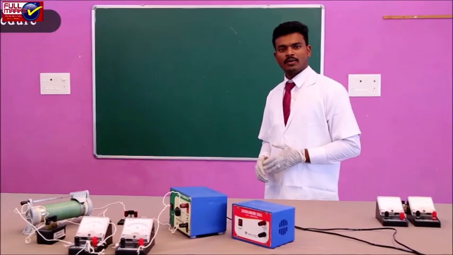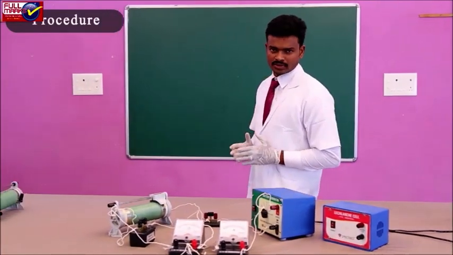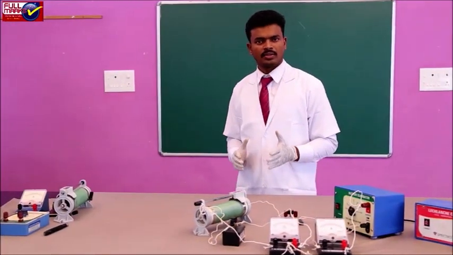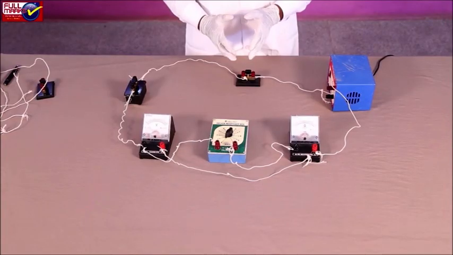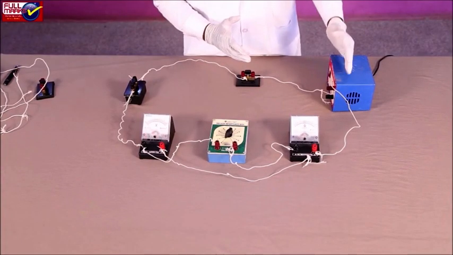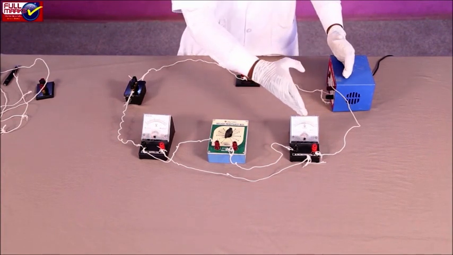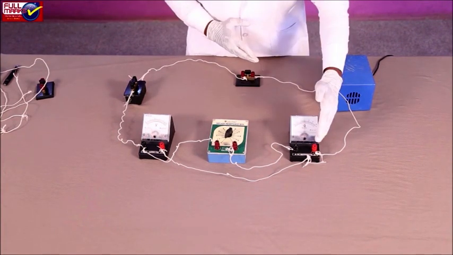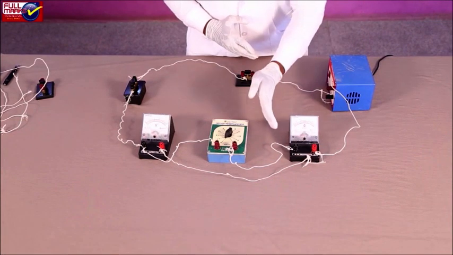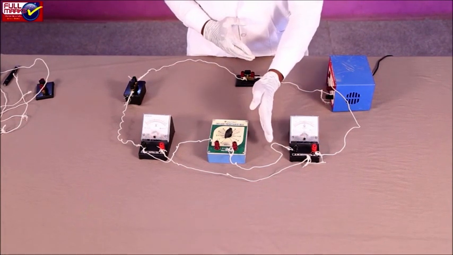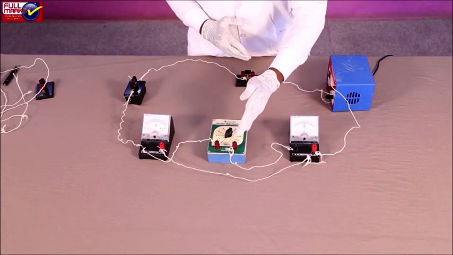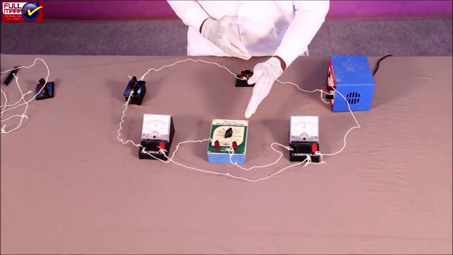Procedure: a galvanometer has low resistance and hence a large current flows through it. Due to this, current and the potential difference across a conductor decreases. Hence, the galvanometer cannot be used to measure the potential difference across a conductor. But we can convert a galvanometer into a voltmeter.